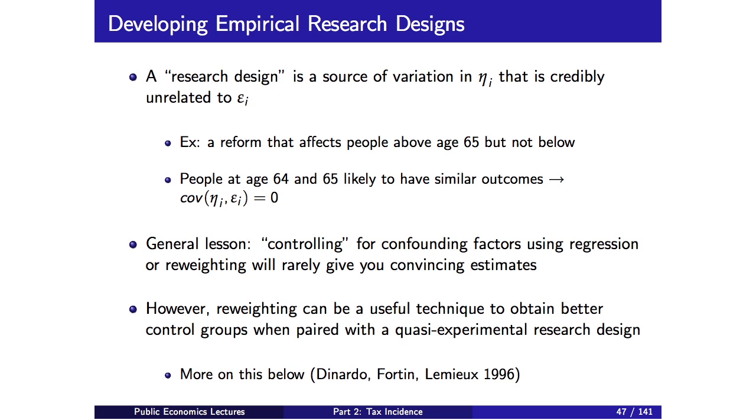So what I want to point out generally is that the idea of controlling for confounding factors using regression or reweighting, whatever technique you use, is not really going to give you convincing estimates. Now, one caveat to this point is that reweighting can be a useful technique to obtain better control groups when you're pairing it with a quasi-experimental research design. And we'll talk about examples of this later on in this lecture and later on in the course. In particular, using this technique in this paper by DiNardo, Fortin, and Lemieux in Econometrica in 1996, which we'll come back to later. So any questions just about that basic logic?